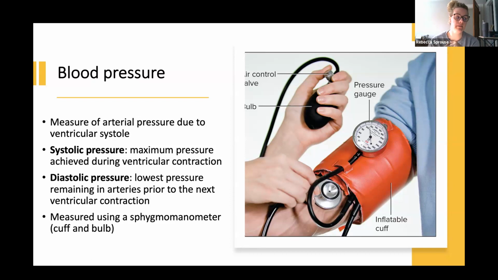The systolic pressure is the top number of your blood pressure. The diastolic pressure is the bottom number. Systolic pressure is the maximum pressure that's occurring during ventricular contraction. And then diastolic pressure would be the least amount of pressure just prior to the next ventricular contraction. So sometimes people say the systolic pressure is how well your ventricles are contracting, and diastolic is how well your ventricles are relaxing.